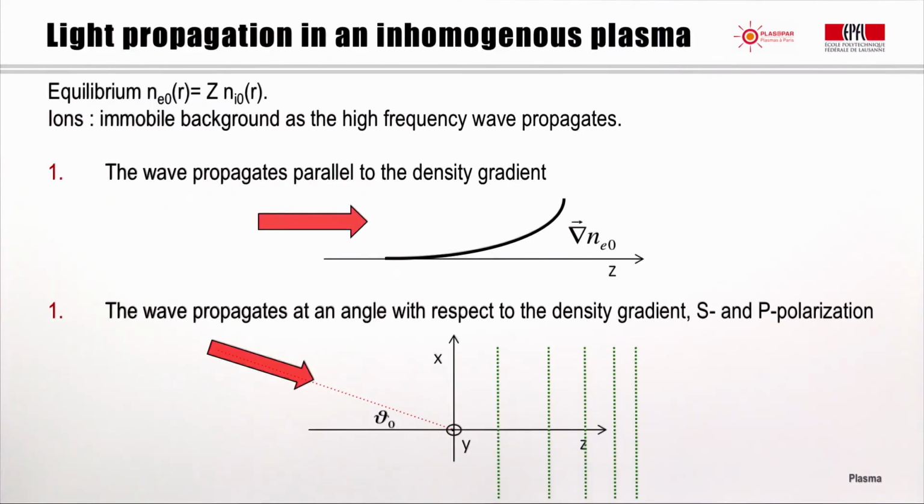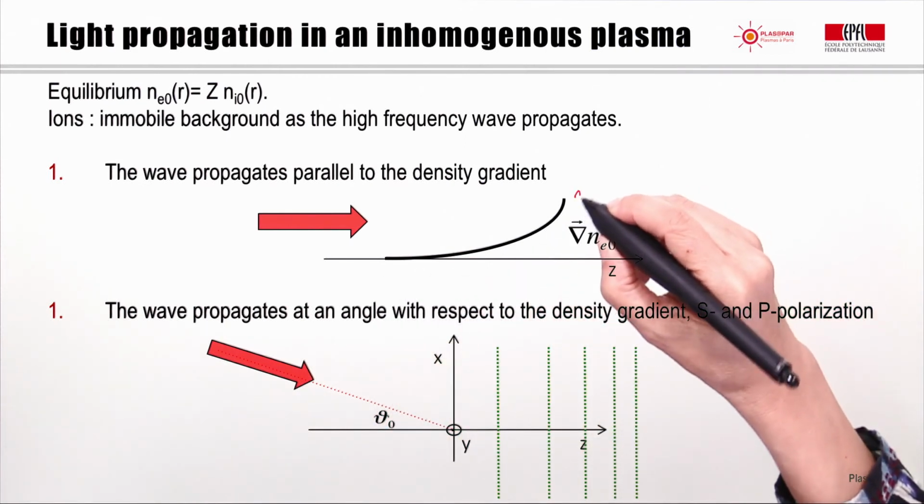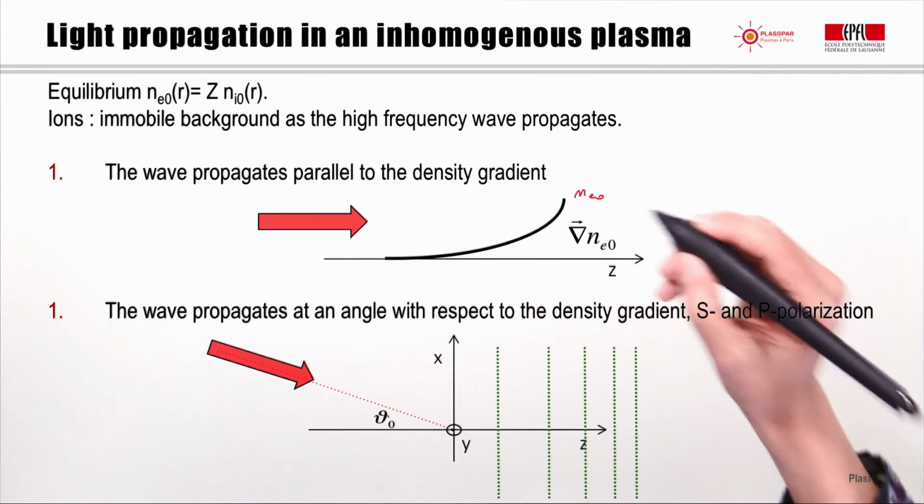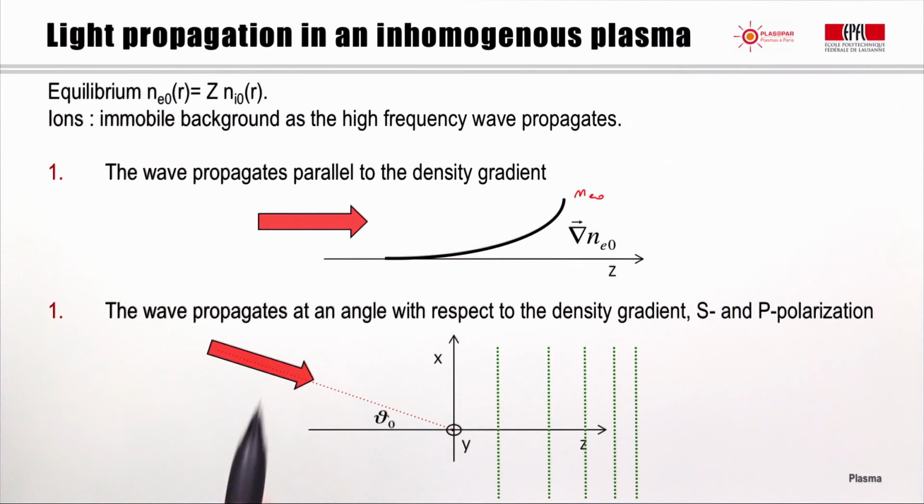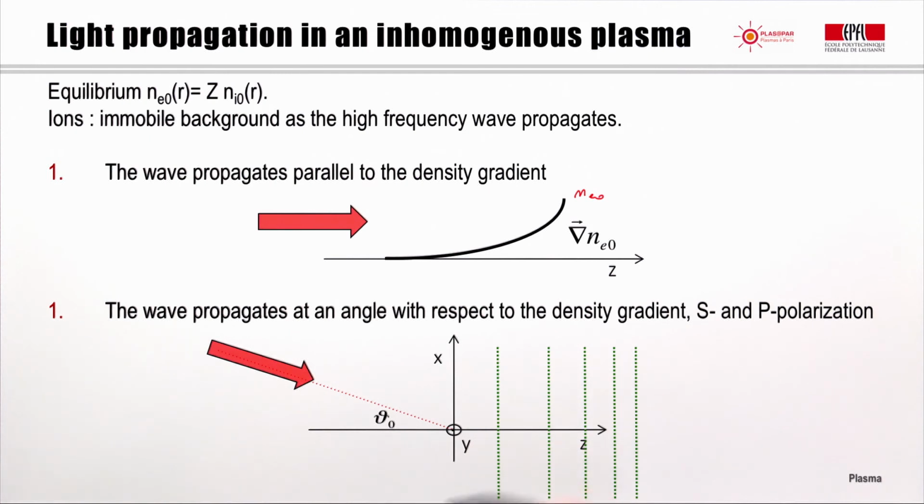We will consider separately two situations. The first one is the case of propagation along the density gradient. So in this case, I consider a density that is growing with Z. So the gradient is in this direction and the laser propagates in the same direction. In the second situation, we will consider propagation at an angle with respect to the density gradient. Here we see a top view of the same situation as before, so the density is growing with Z, but the laser is now impinging at an angle with respect to the direction of the density gradient.